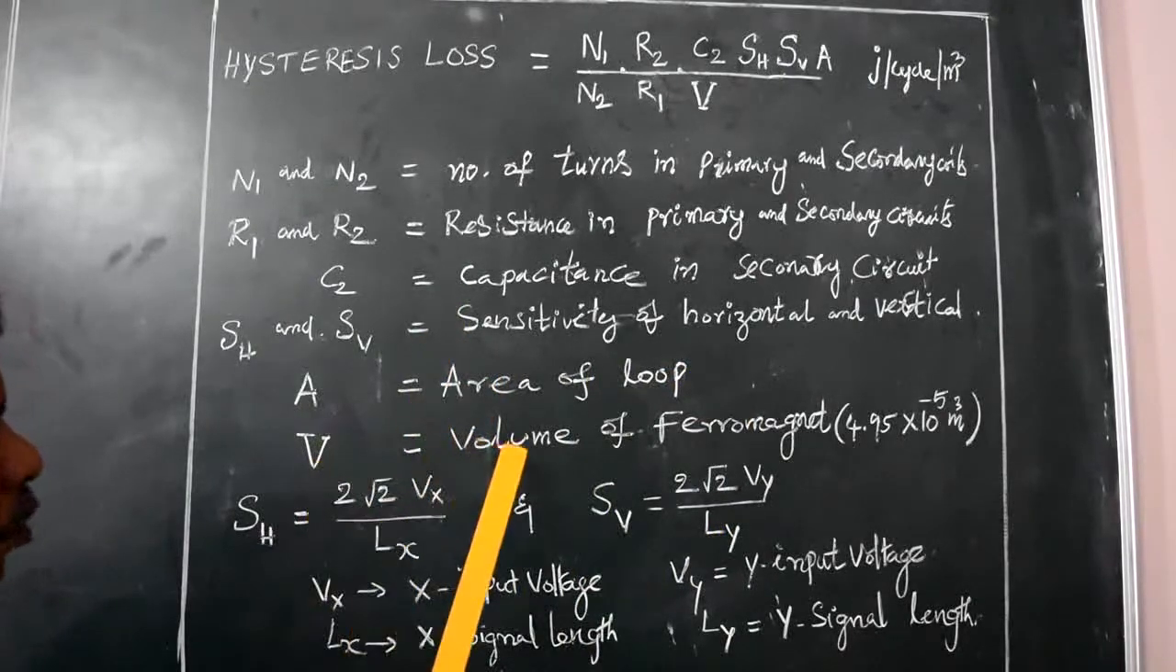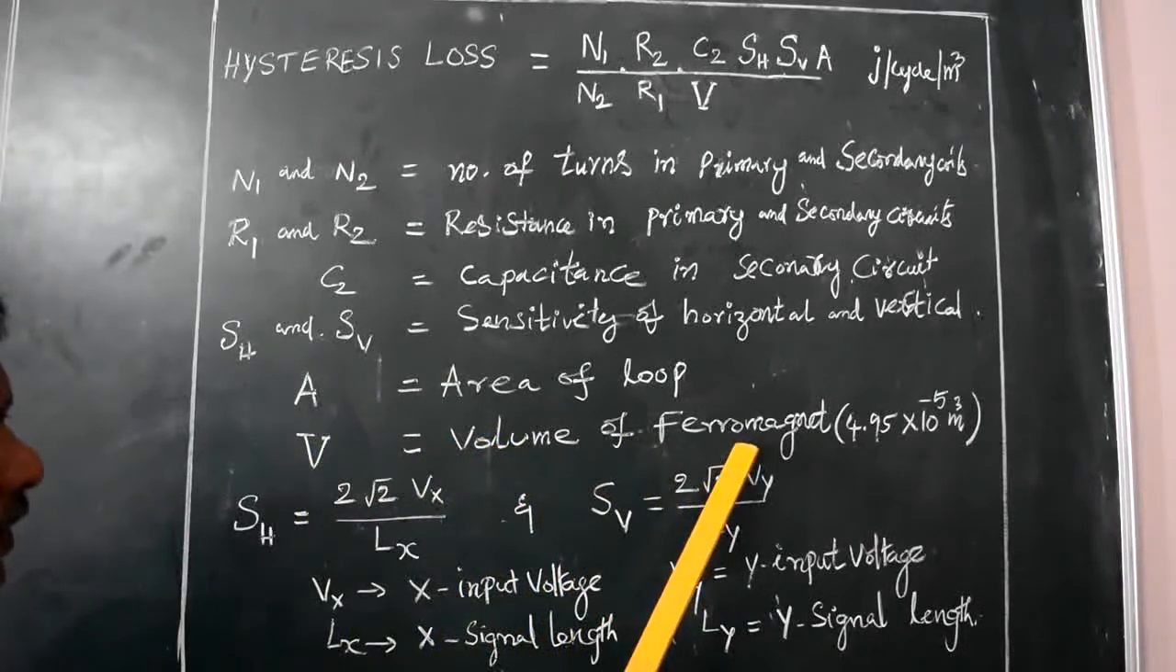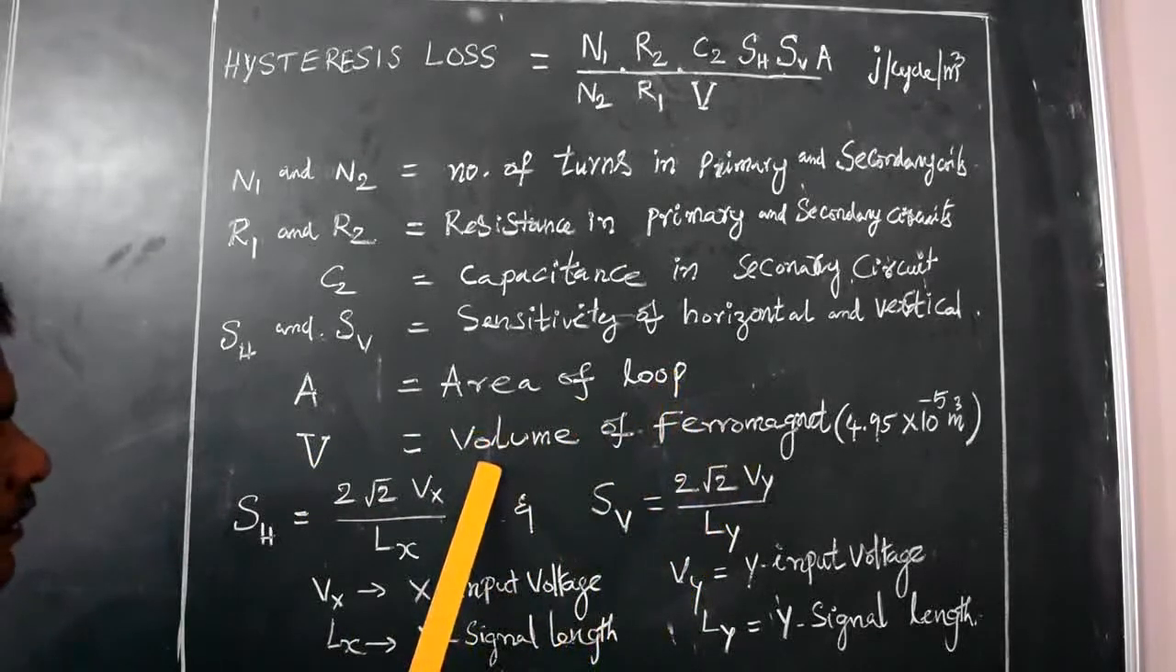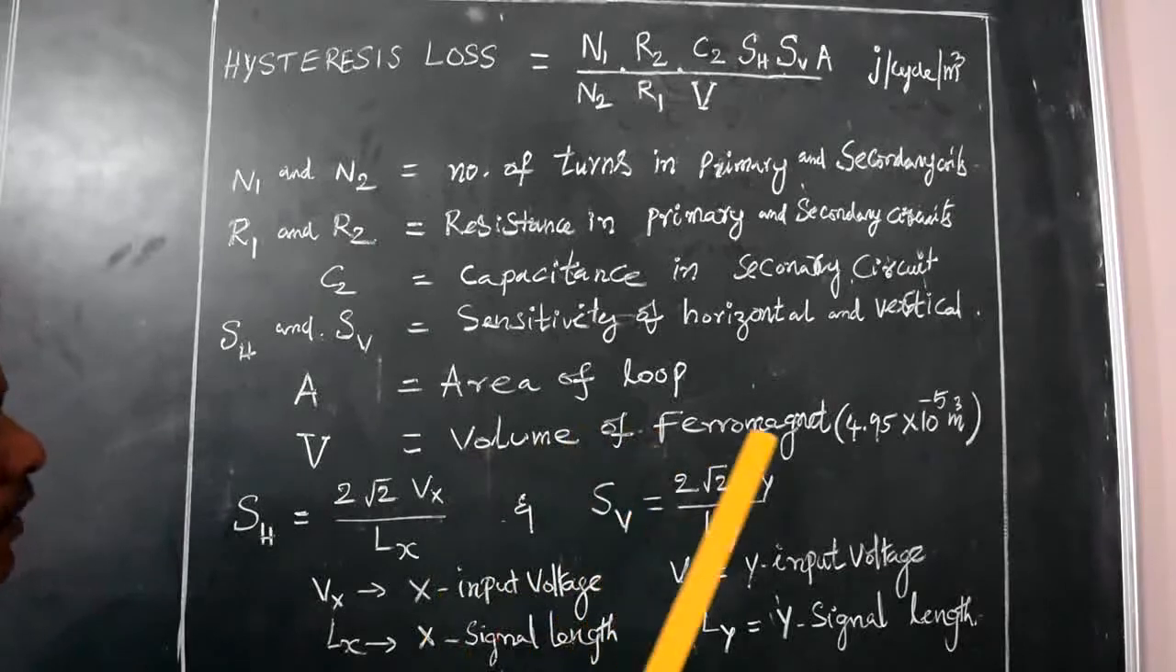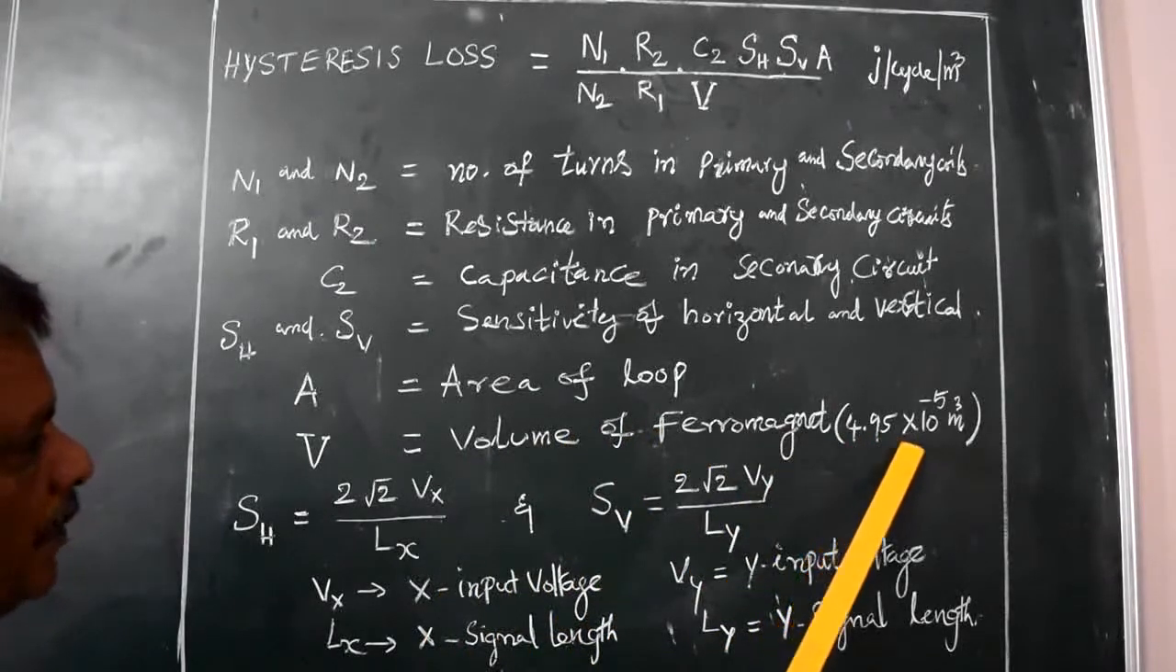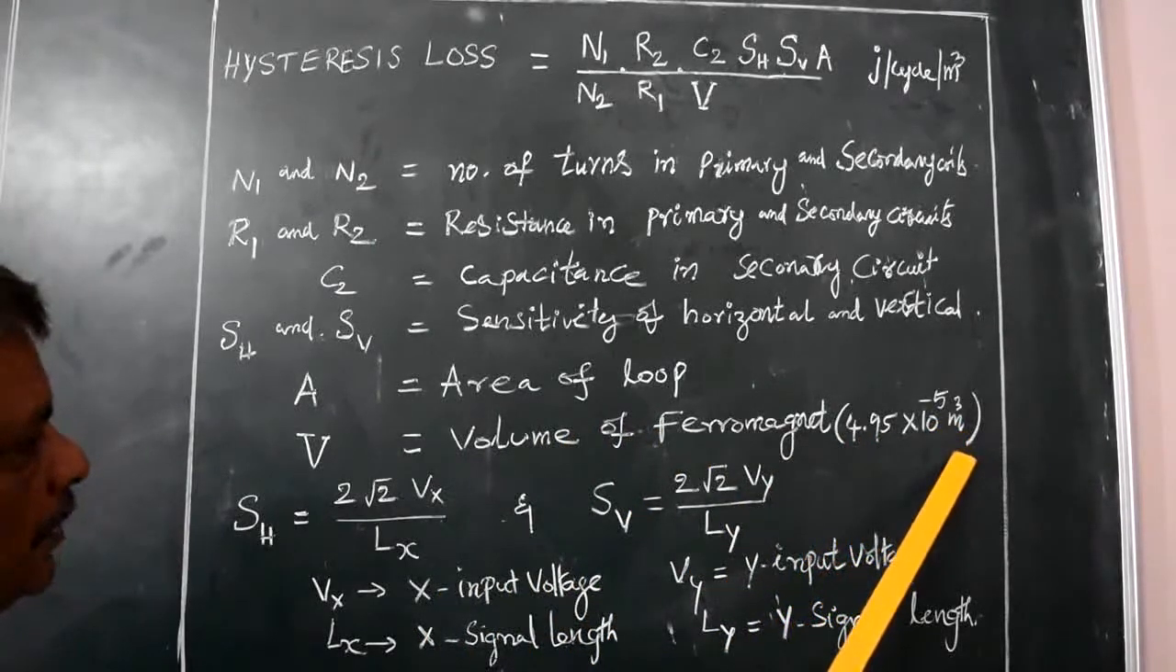Next, B, the volume of the ferromagnetic material. This volume of ferromagnetic material is a fixed value. That value is given as 4.95 × 10^-5 meter cube.